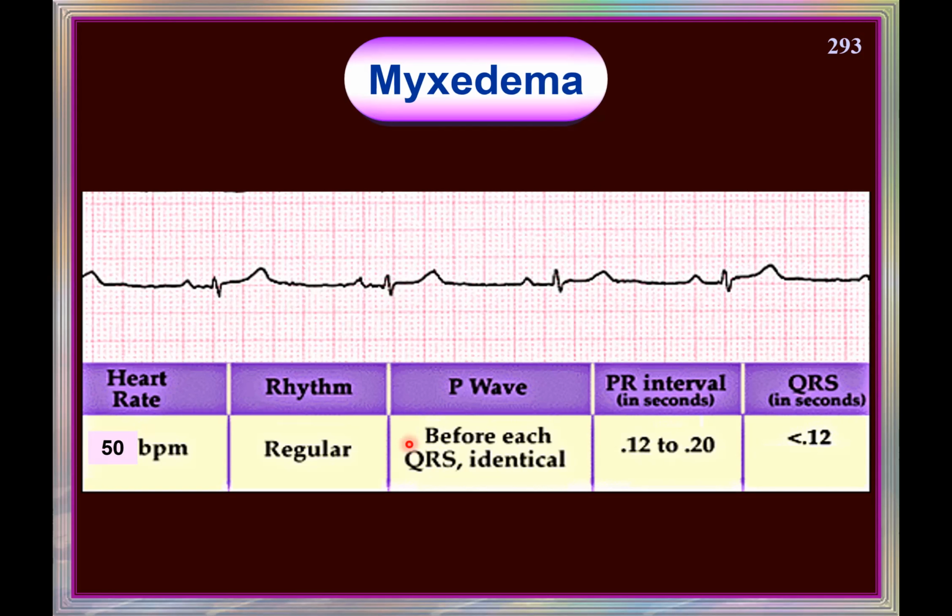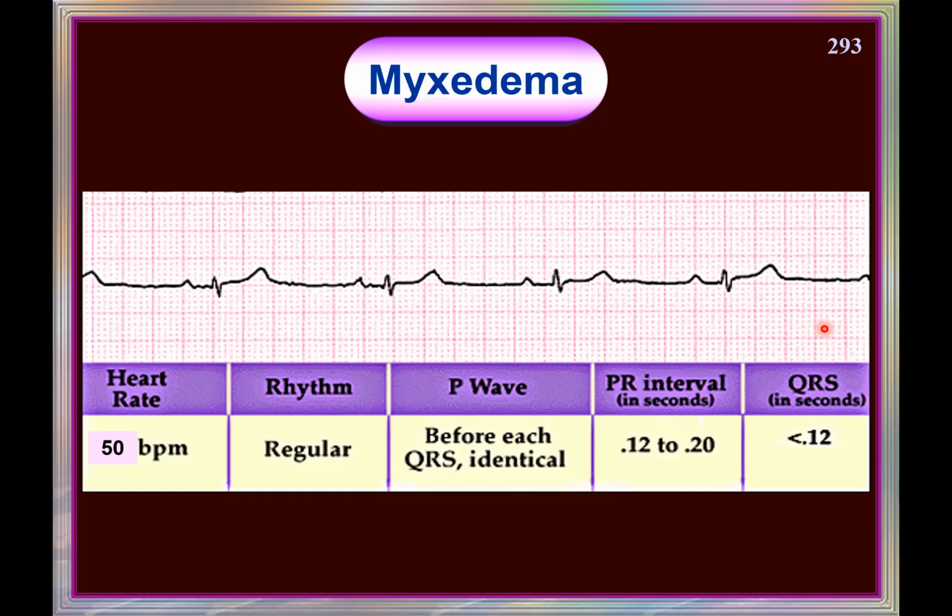Rhythm is regular, and before each QRS there is a P wave, and that P wave is identical, as you can see here. The P waves are not different, so they are monomorphic. That is, they are originating from the sinus node. The PR is not changing. PR interval is within normal limits. QRS is less than 0.12, which means there is no ventricular origin. Everything is from the atria. Such an ECG, low voltages with bradycardia, one should think of myxedema.